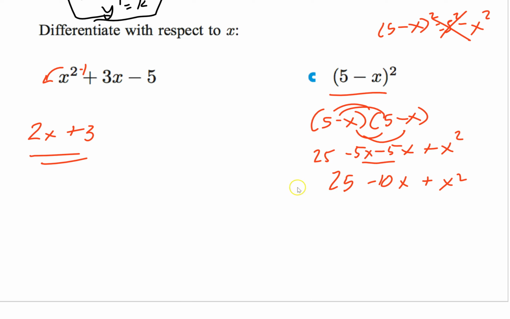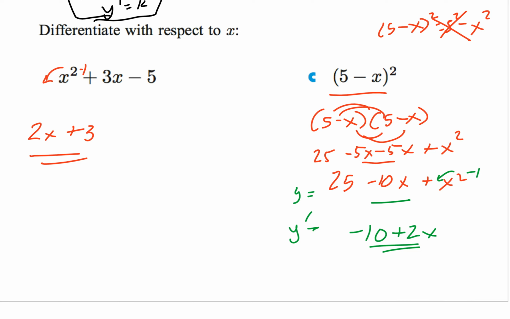So we have to take a derivative. We just did algebra. Let's do some derivative now. Derivative of 25 is nothing, it's constant, gone. Derivative of this, remember, it's just 1x. That goes away. Negative 10. Derivative of this, bring the 2 down, subtract 1 off. So plus 2x. That's the idea.